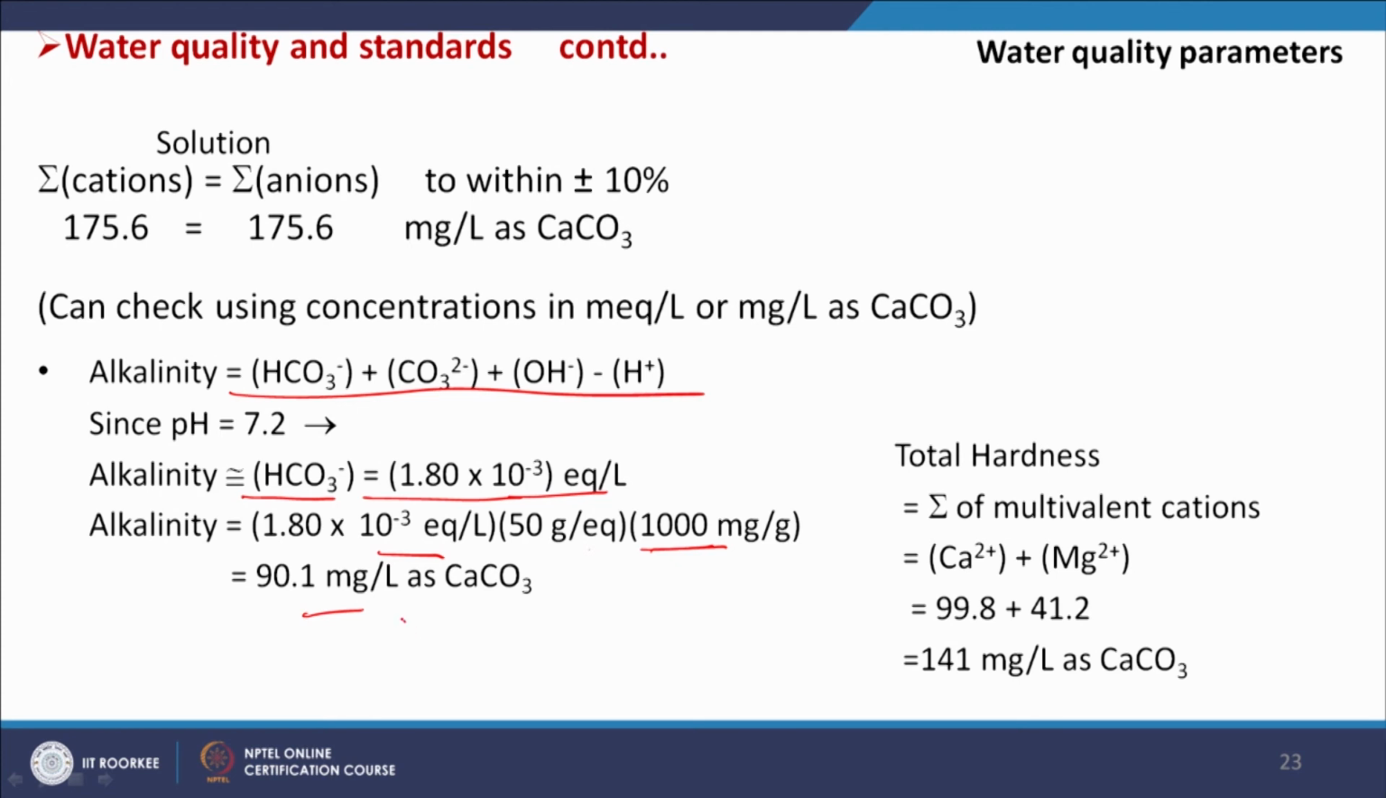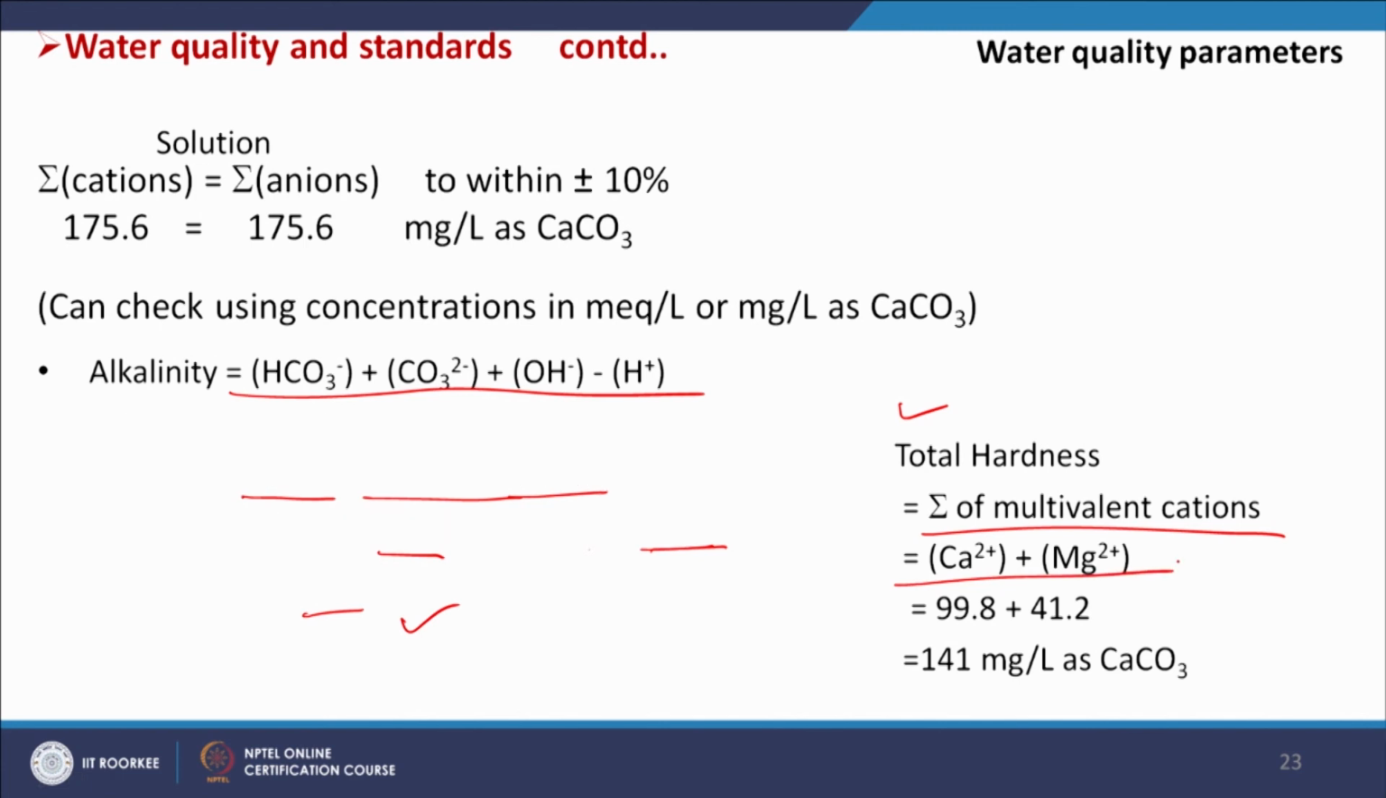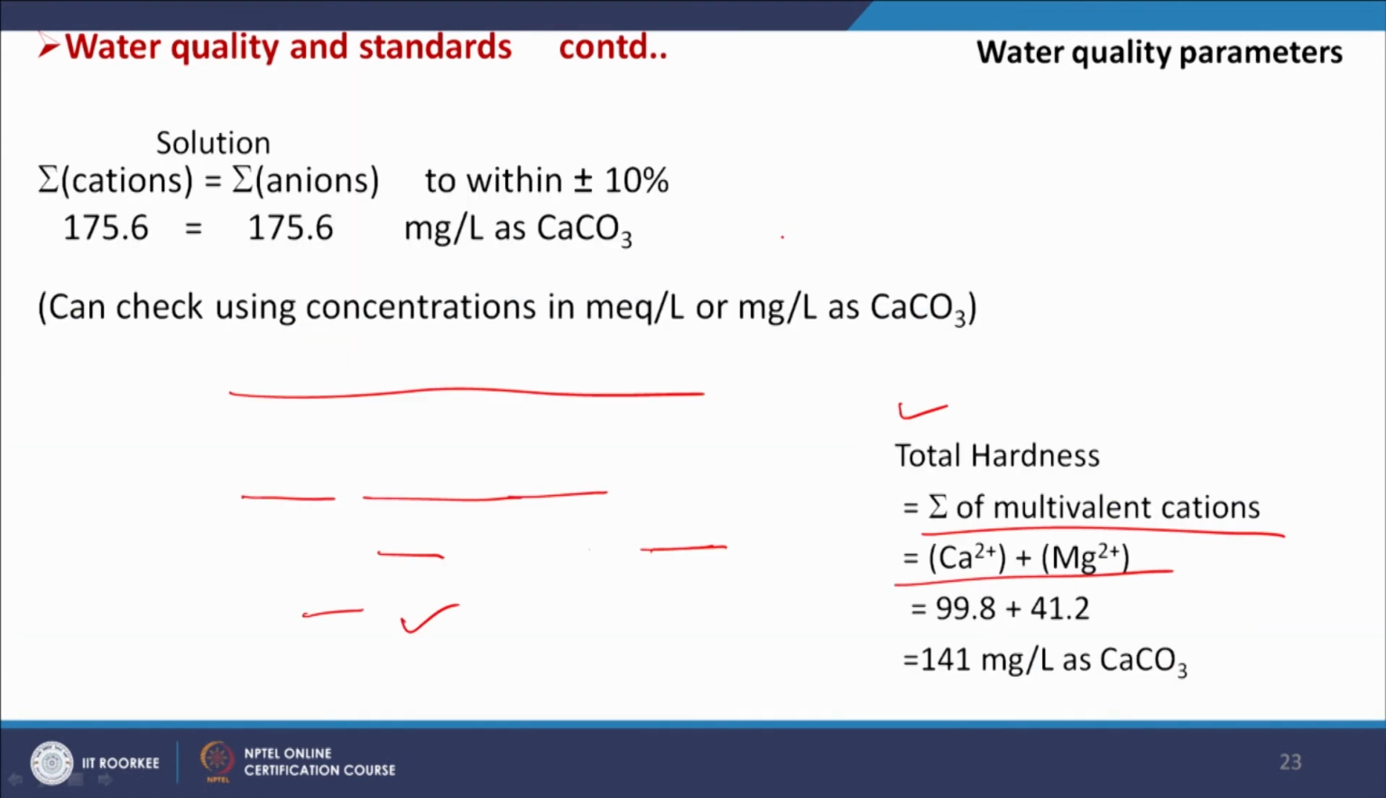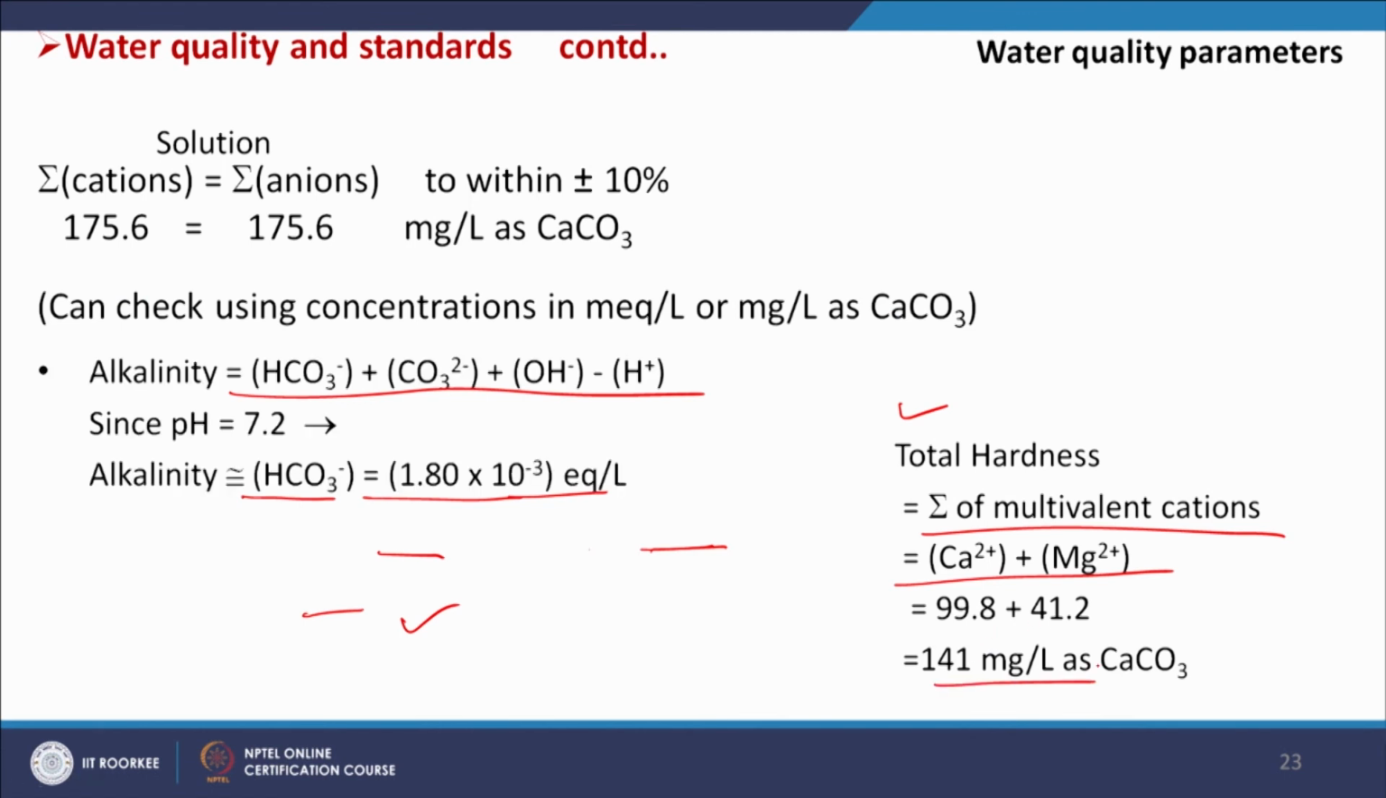So, this is our alkalinity that we are now able to determine, and then we have to calculate the total hardness. Total hardness means the concentration of calcium and magnesium ions, the sum of multivalent cations, basically calcium and magnesium. In this case calcium is 99.8 and magnesium is 41.2. So, that is equal to 141 mg per liter as calcium carbonate.